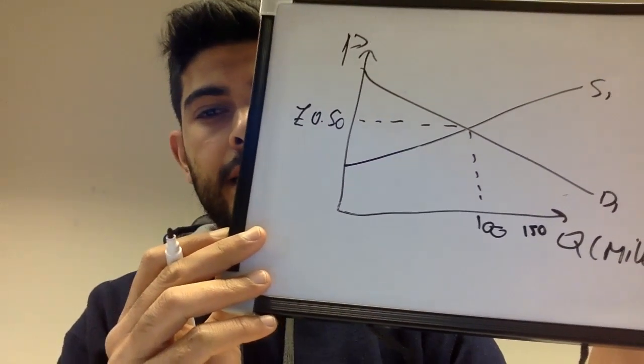Now, the government goes, that's not enough. I want there to be not 100 million units consumed, I want there to be 150 million units of bananas consumed. So I'm going to pick the quantity 150 on my x-axis. In order for the government to determine how much they need to subsidize this particular good, there are two questions they need to ask. The first question is, what price would it need to be for consumers to want to buy 150 million bananas?